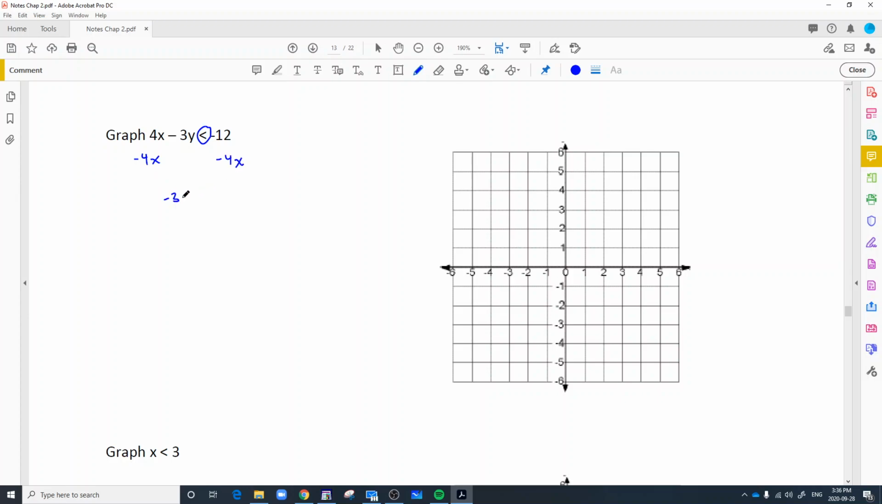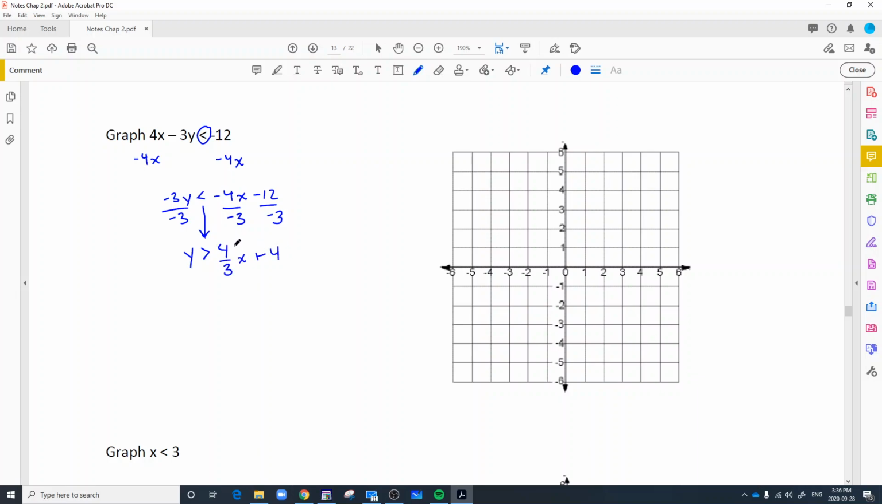I'm going to get -3y is less than -4x minus 12. Now I'm going to divide every term by -3. When you divide by a negative number, make sure you flip your inequality sign. So this would be y is greater than +4/3 x plus 4.